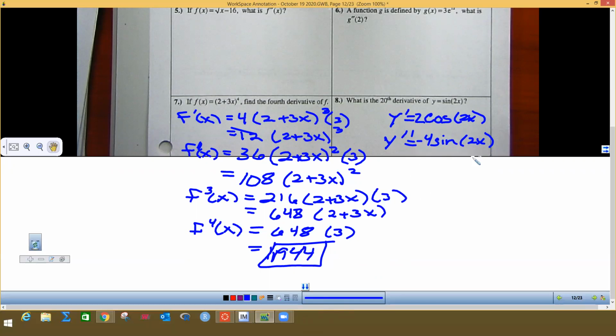Do you guys want me to write down each step, or is this okay? How many are thumbs up with what I did? If not, I'll rewrite them. I'm looking. Is that good?